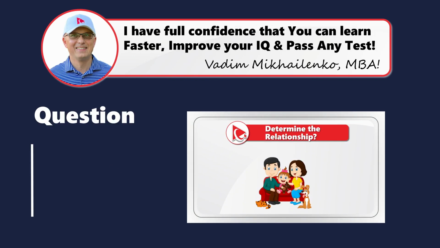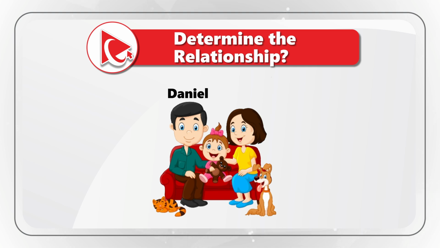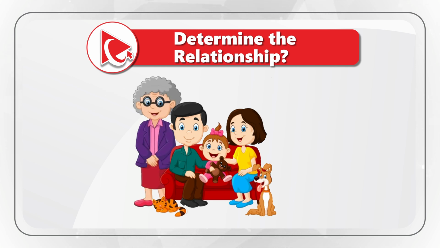Here's one of my favorite questions to determine family relationship. Daniel is a very good boy and he is married with Ella. Ava is the mother of Daniel. Ella is also very kind-hearted. Daniel and Ella also have a daughter, Stella.